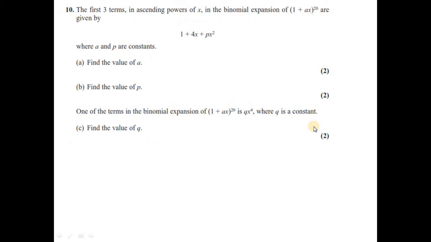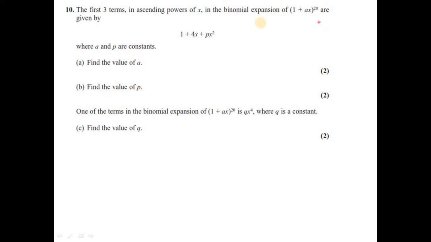Question number 10. The first three terms in ascending power of x in the binomial expansion of (1 + ax)^20 are given by 1 + 4x + px², where a and p are constants. Find the value of a, find the value of p.